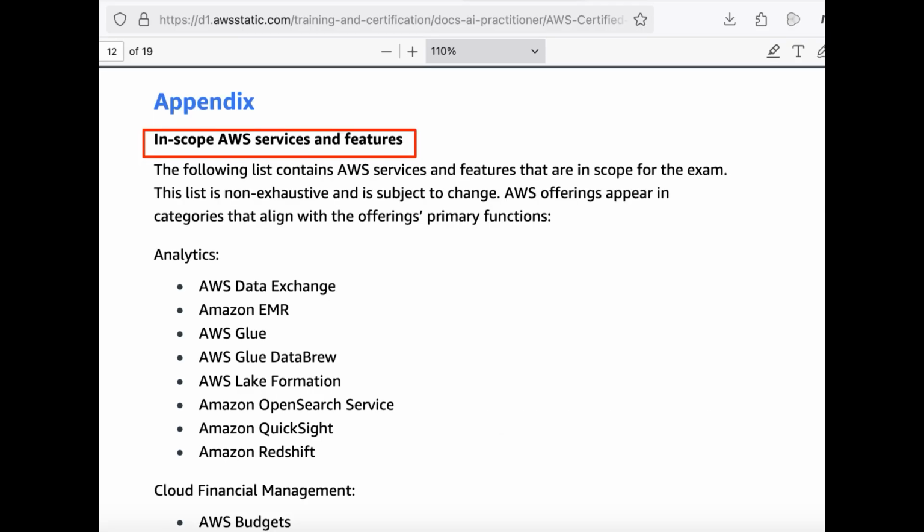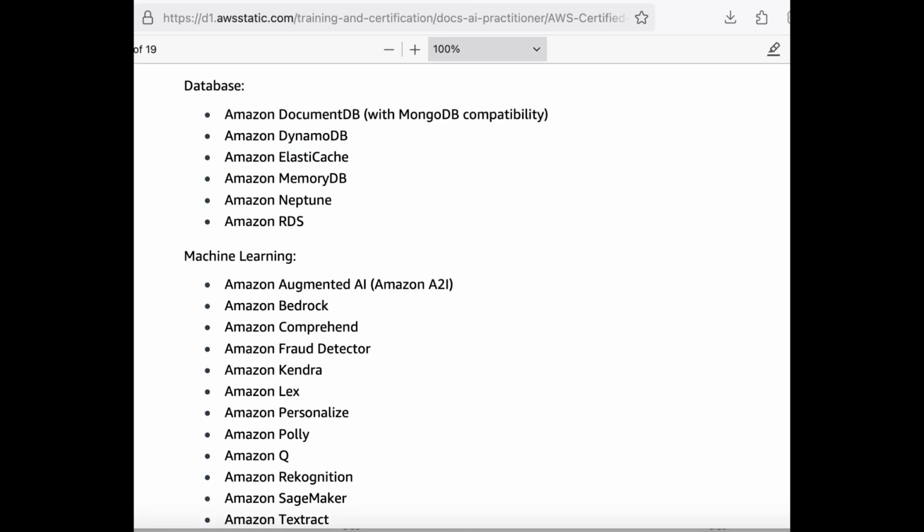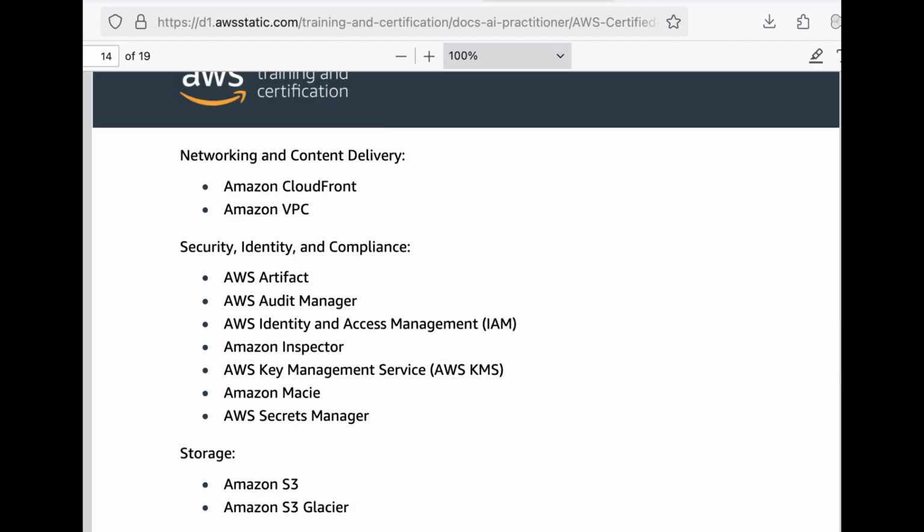The following list contains AWS services and features that are in scope for the exam. Please note this list is quite comprehensive and most of them may not even appear in the exam. Instead, I would recommend following any popular course for the exam which will cover all the required services. We will discuss recommended courses shortly.